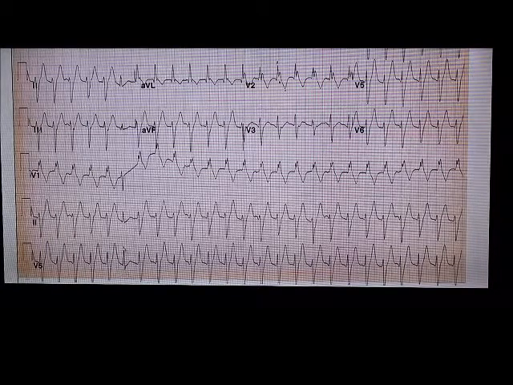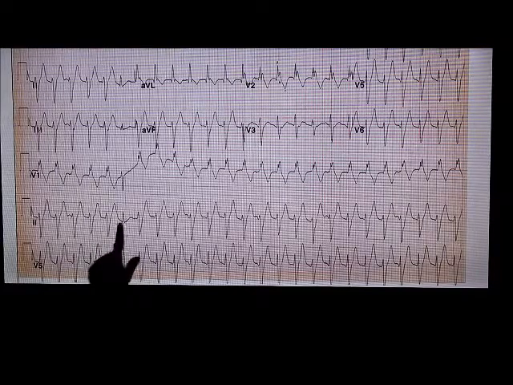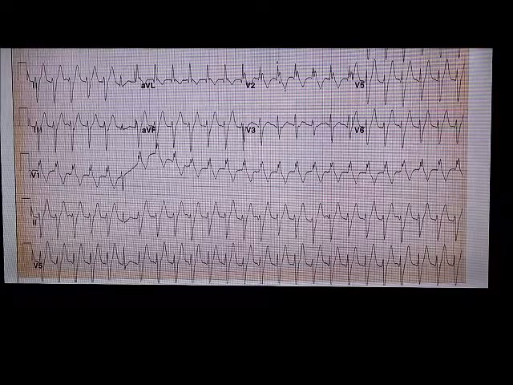This beat, what do you call it? So all of this is wide, and then here it becomes narrow. Right? Here it's maybe clearer. Wide, and then narrow. So what do you call that? Anyone? Capture beat. So once you see a capture beat or a fusion beat, this is definitely VT.